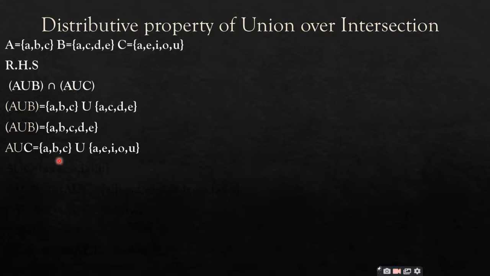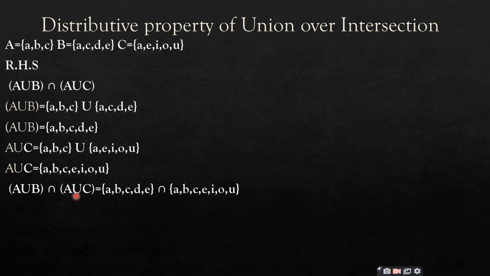Now we have to find A union C, and for this we write the set A elements, union, and the elements of set C. And in a union we write the elements in a sequence. So A, B, C, E, I, O, U. Now we have to find the intersection of both sets, A union B and A union C. For this we just write the answer of A union B, intersection, then the answer of A union C. Then (A union B) intersection (A union C) is equal to the common elements. So the common elements are A, B, C and E.